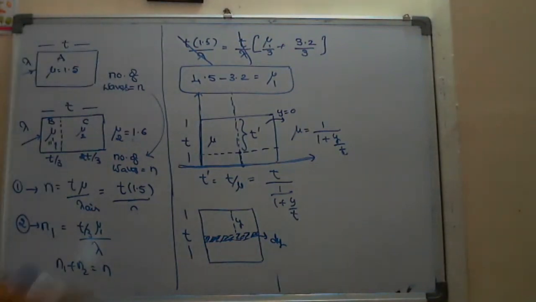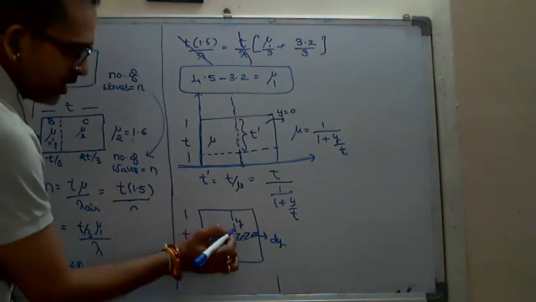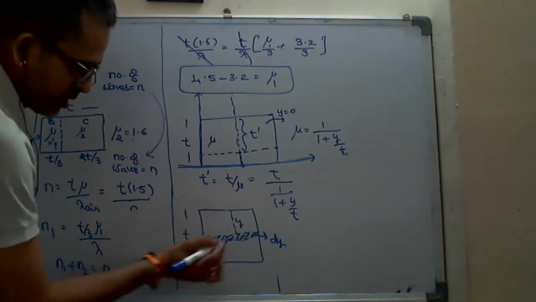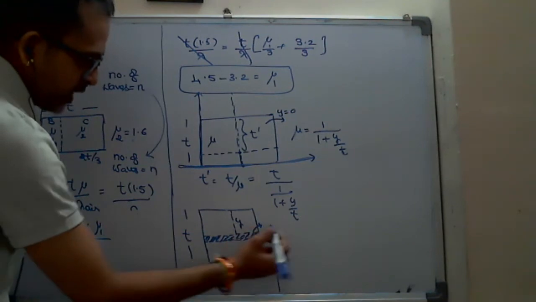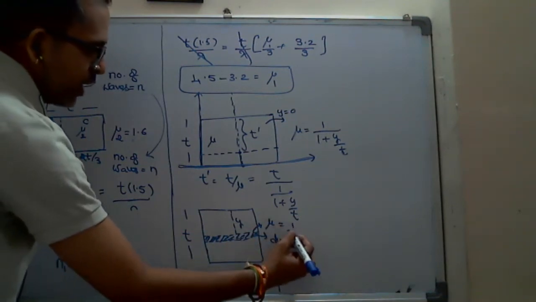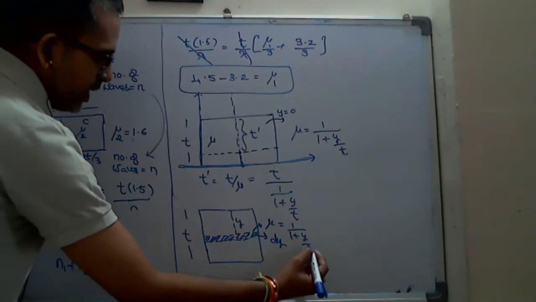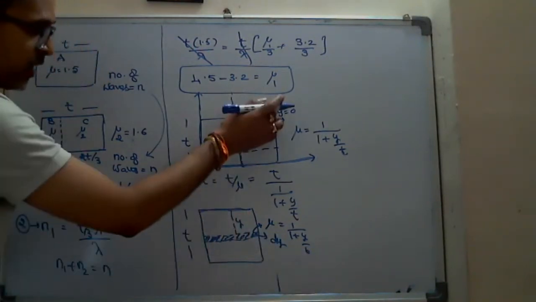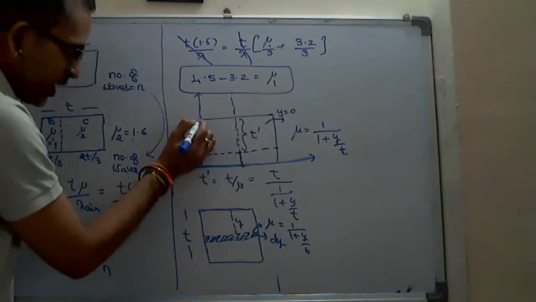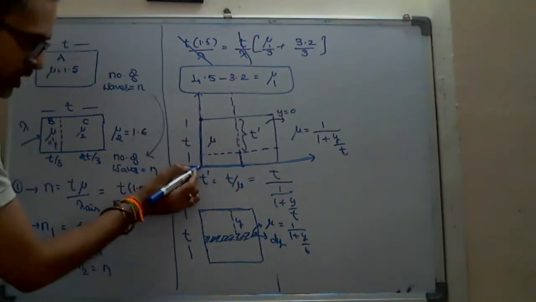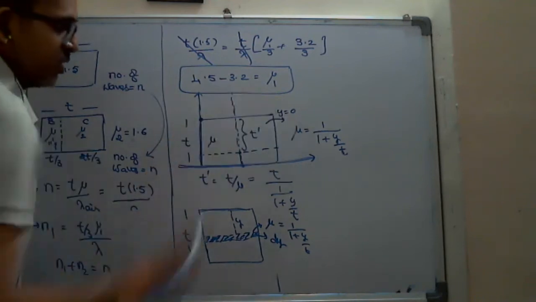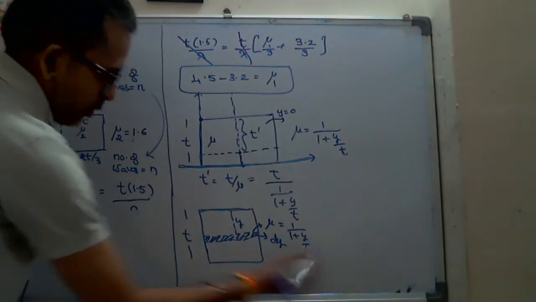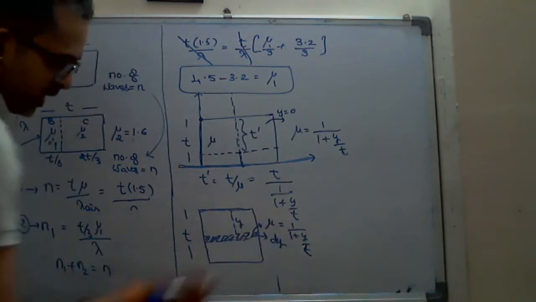What is the concept of using integration at a depth y? You are assuming one layer, where the refractive index mu is equal to 1 by 1 plus y by t. Why? Because I assumed a depth y from the top, and I clearly mentioned that the top is considered the origin, y equals 0. So at that point mu is equal to 1 by 1 plus y by t.